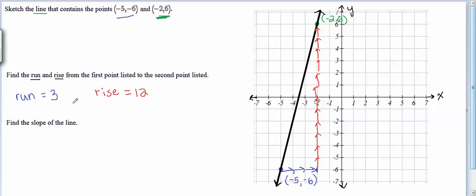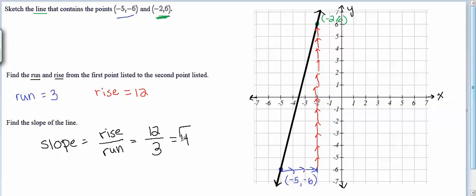So we've now computed the rise and the run, so now we're asked to find the slope of the line. So to do that, remember our slope formula is that slope is equal to rise divided by run. So my rise here was 12, my run was 3, so I have the fraction 12/3, which I'd like to reduce. You can think of it as a division problem. 12 divided by 3 is 4, so in this case my slope is 4.